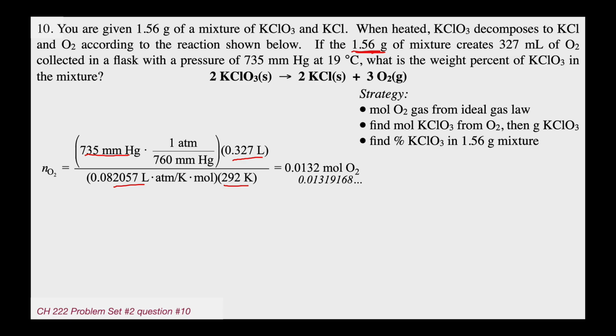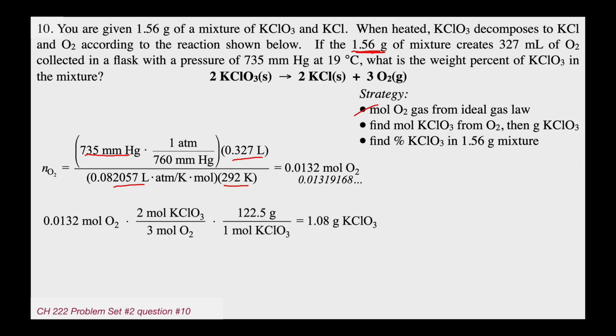Next part, we found the moles of O2. Next, we're going to take moles of O2 and turn them into moles of KClO3 and then grams of KClO3. This 2/3 ratio comes from the fact that there are 3 moles of O2 for every 2 moles of KClO3. This is good old stoichiometry from Chem 221. Once you have moles of KClO3, you can use the molar mass of KClO3, the 122.5 number, to turn moles of KClO3 into grams. That gives 1.08 grams KClO3 in the mixture. Again, that's the grams of the good stuff. But there was a total of 1.56 grams.